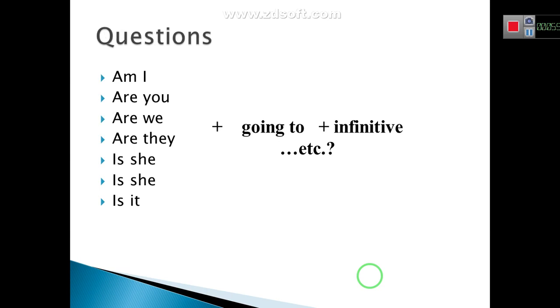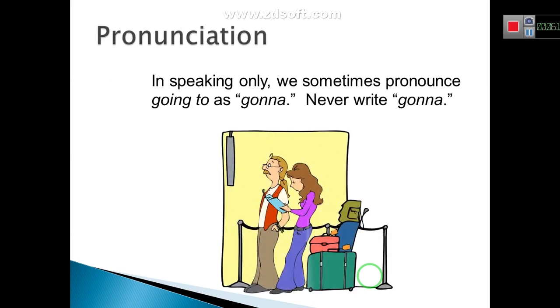What about the question? It's very easy for the question. We are gonna just use am I going to? Are you going to? Just verb be at the beginning and then the subject with going to and base form and the rest of the sentence.